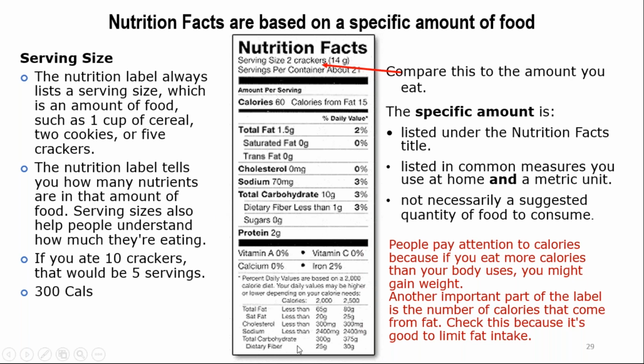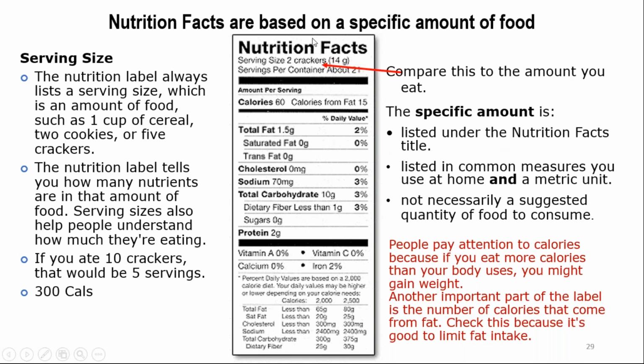For example, for this nutrition panel, if you ate 10 crackers, then you're eating 5 servings. So 5 servings means you're eating almost 70 grams. And if you see, the amount per serving is 60 calories. So 70 grams into 60 is almost 4,200 calories. That means you're getting too many calories by eating 5 times what is on the label.